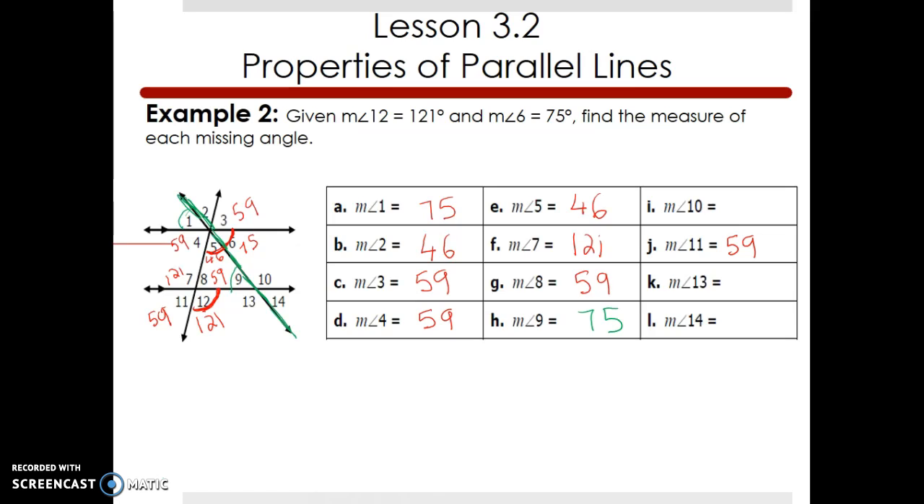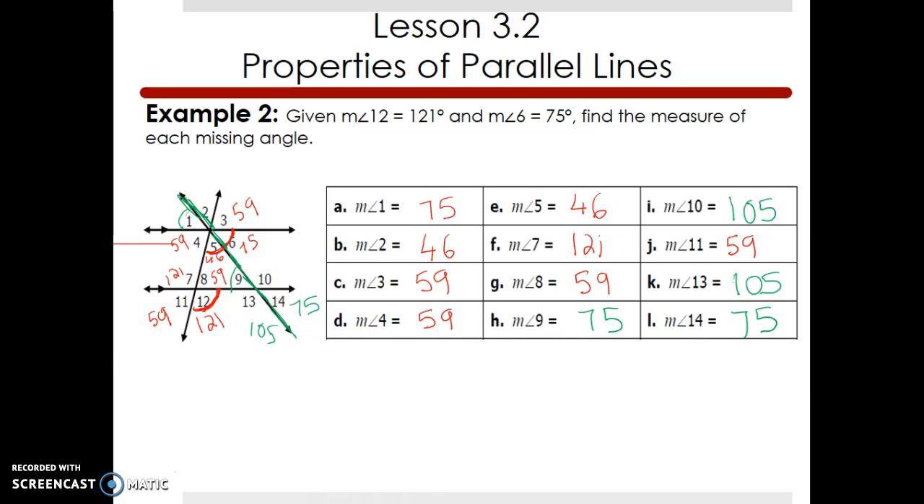And if angle 9 is 75, angle 14 is vertical with it, so that's also going to be 75. We also know if this is going to be 75, 13 and 14 make 180, so that's going to be 105. Angle 13 is going to be 105. And 13 and 10 are vertical angles, so that is also going to be 105.